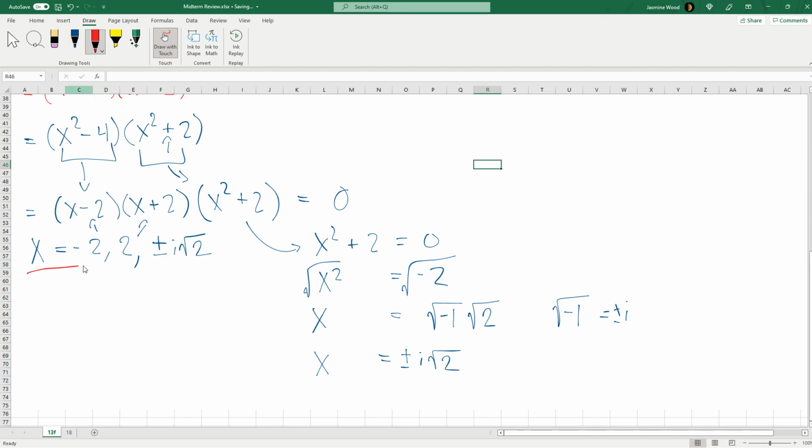And that is our answer, in terms of our solution and our factored form. So this is our solution, and then this is going to be our factored form, or factored expression.